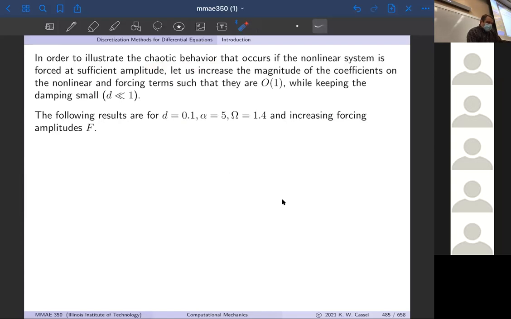So the idea will be as follows. We're going to keep the damping small. There will be damping, but I'm going to keep it small, and I'm going to play with the forcing amplitude. So I'm going to keep the damping small at 0.1, the nonlinearity at 5, and the frequency of forcing at 1.4. So it's not at the natural frequency anymore, so there's no resonance in anything I'm going to show you. I'm just going to increase the amplitude F. I'm going to start off small and get bigger and bigger. Everything else is exactly the same: damping, nonlinearity, and frequency of vibration.